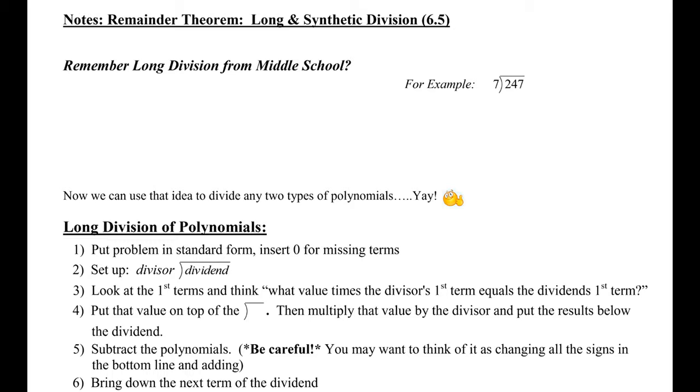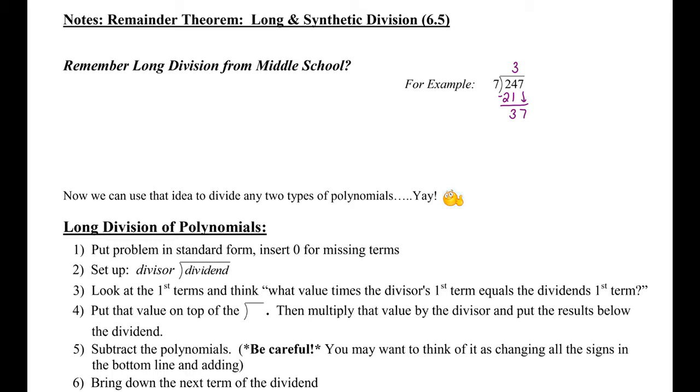Does 7 go into 24? The answer is yes. 7 goes into 24 3 times. So I multiply 3 times 7 to get 21. And then I subtract this. 24 minus 21 gives me 3. We bring down the 7.